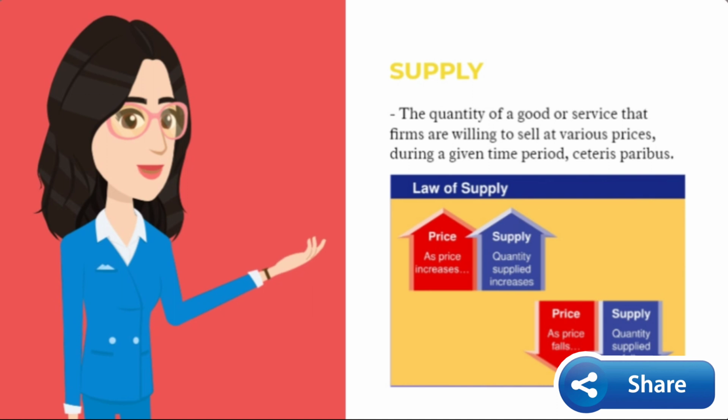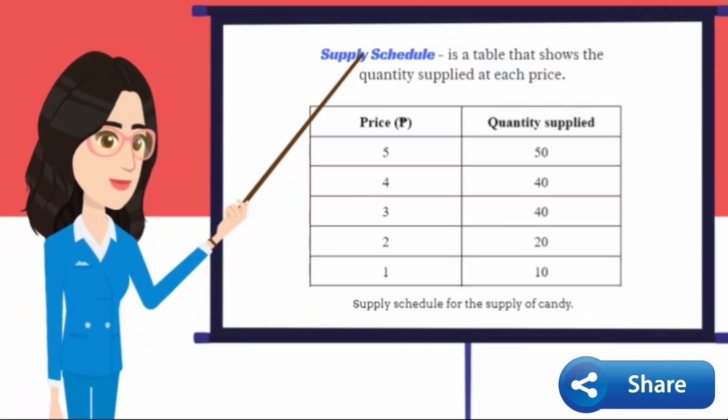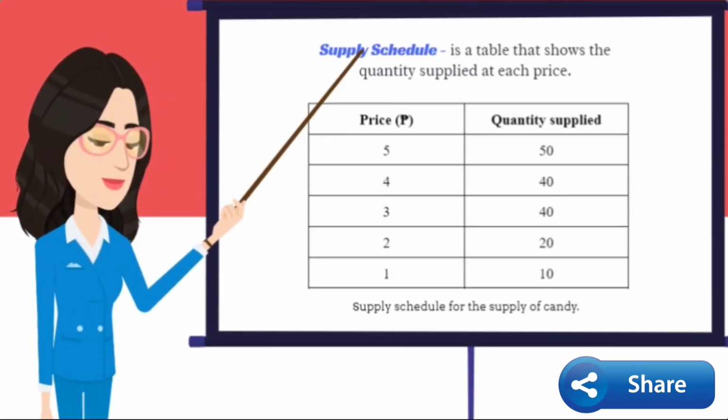Same with demand. To show the law of supply, we will use a supply schedule and supply curve to properly illustrate how the quantity supplied will respond to various prices over a period of time. Supply schedule, a table that shows the quantity supplied at each price. If the demand schedule shows the quantity demanded for different prices of candies, here in the supply schedule you can see the different prices of candies and the number of candies sellers can or will supply at the price. When the price of candy is as low as 1 peso, sellers will only supply 10 candies at the price.